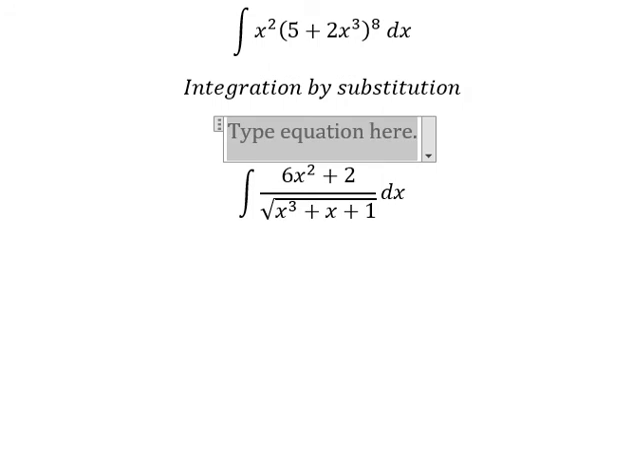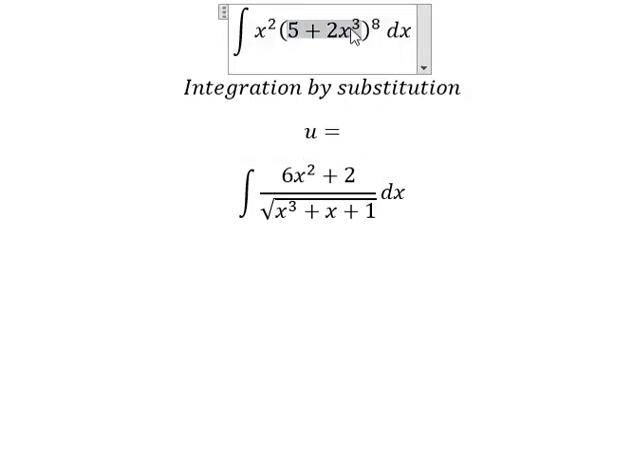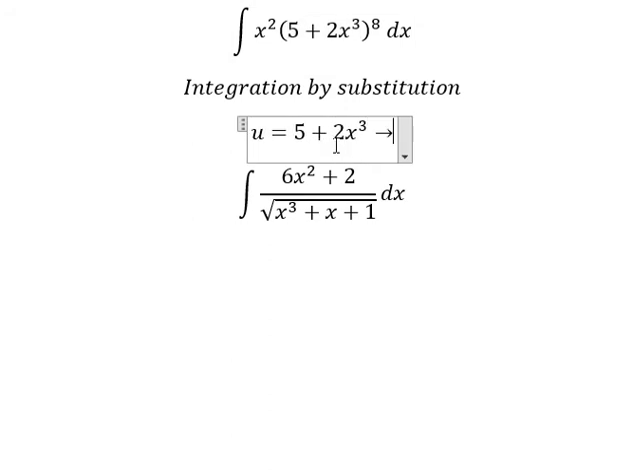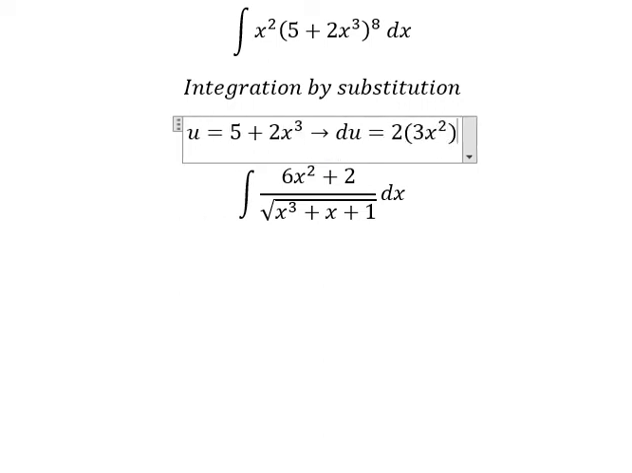So I will put u equals to this one. Later, we need to do the first derivative for both sides. First derivative of number 5, this is the constant, so you get 0 in here. First derivative of x to the power of 3, we have 3x squared dx.